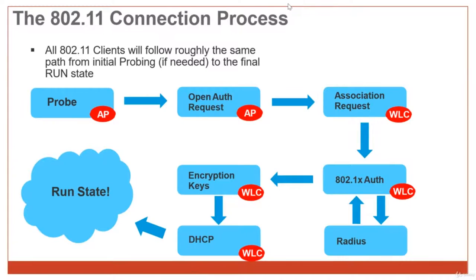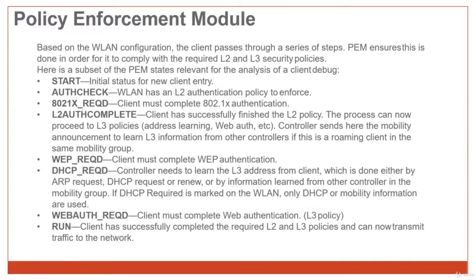Next was the connection process. We have discussed this process earlier in the last slide. You send the probe, then you get the response, then you send the association; remember, authentication and then association. Then you can see we have the 802.1X authentication process. We are going to discuss this in the security section, more about authentication and security. Then the exchange of encryption keys, DHCP, and then finally you will move to the run state. We know this is the final state, the run state, where each and everything is working perfectly. Now again, if you want to know all the states in more detail, we have the policy enforcement module, that's the PEM in short.